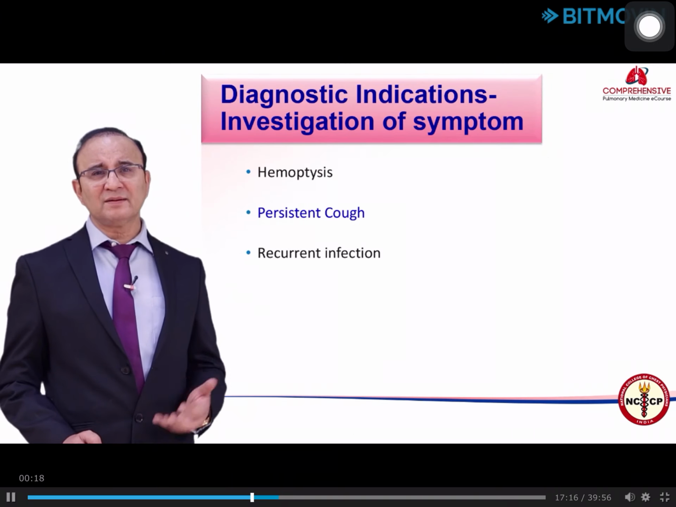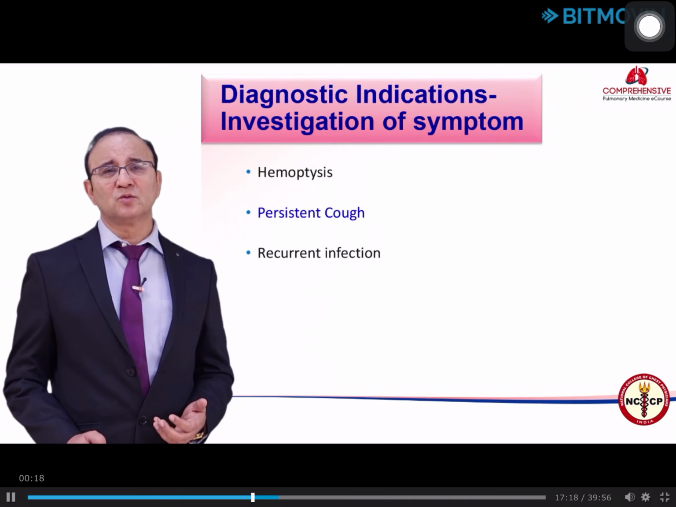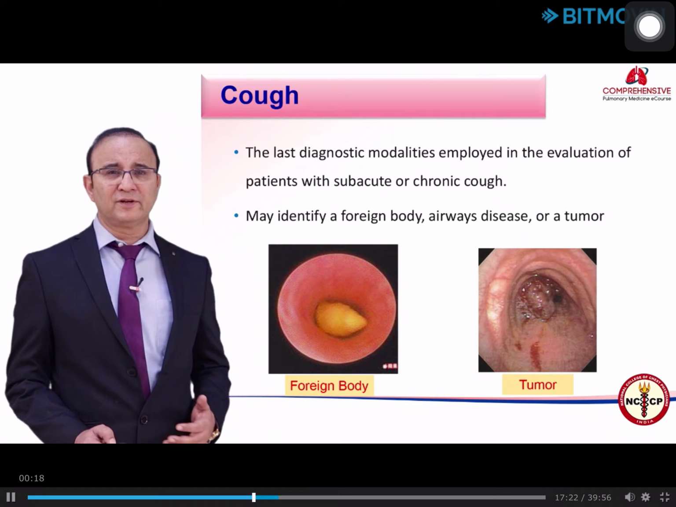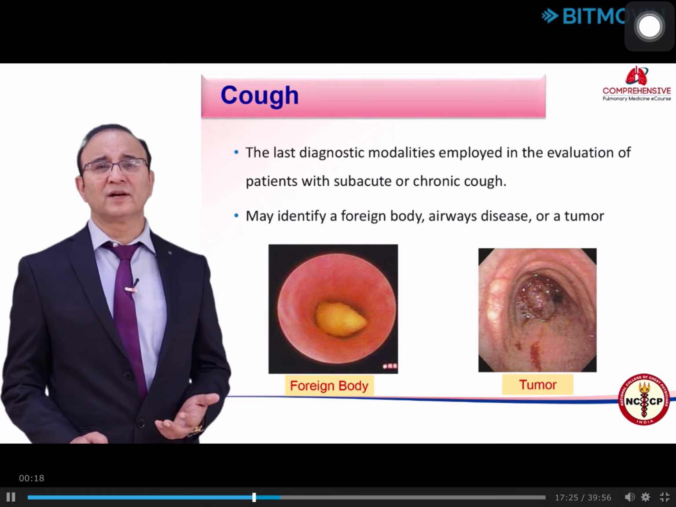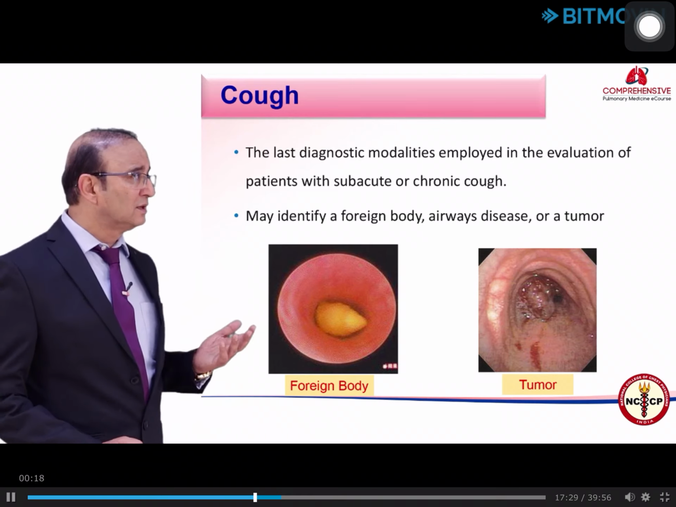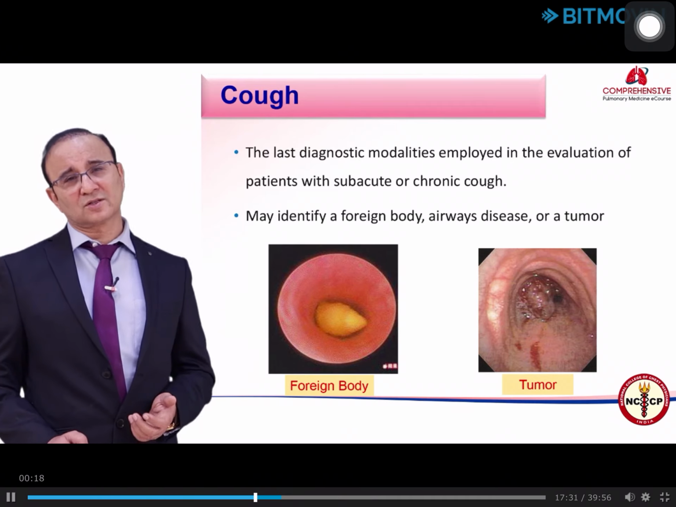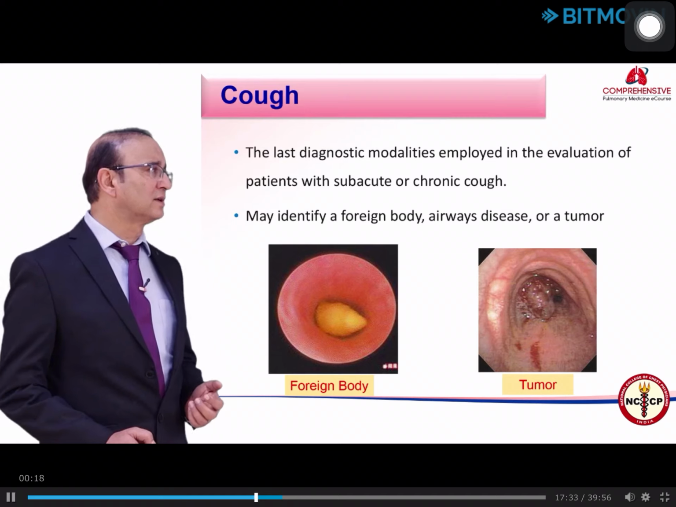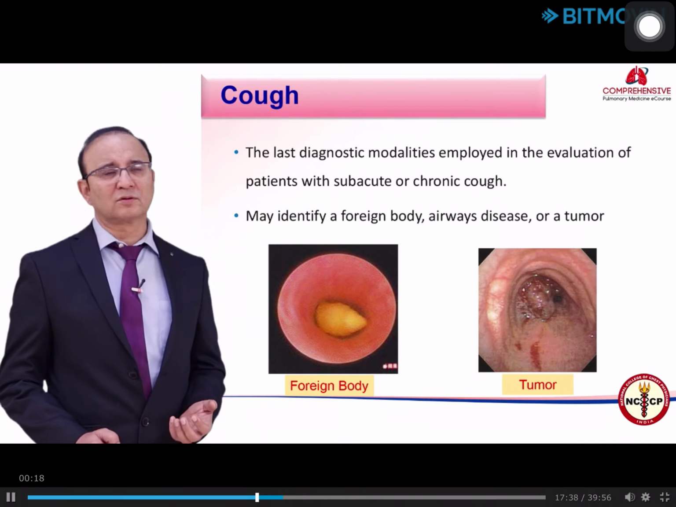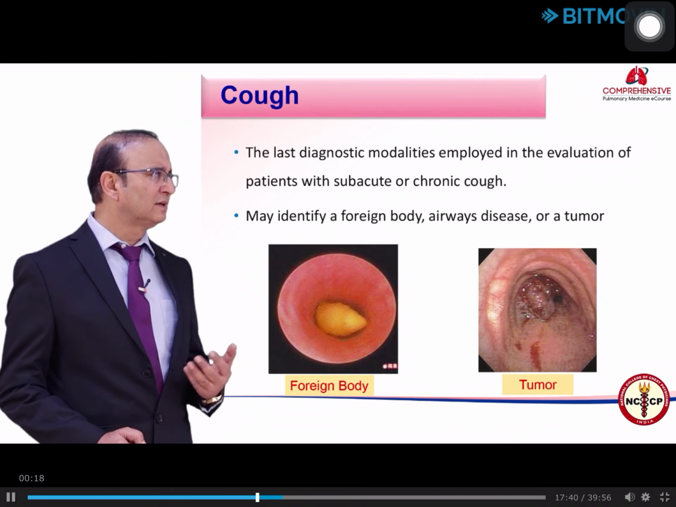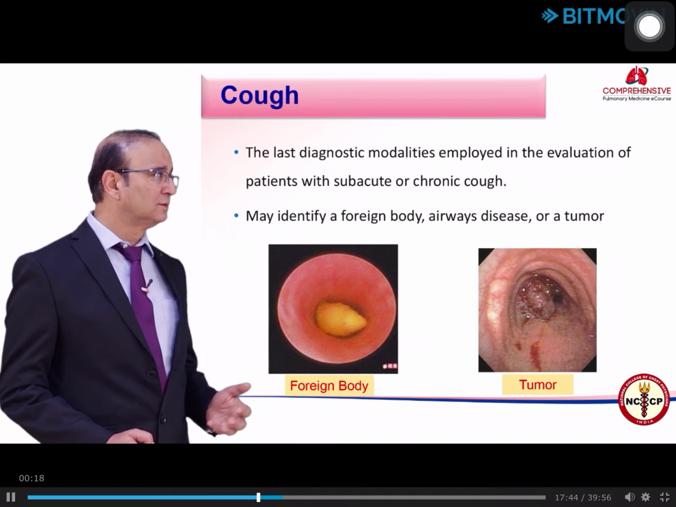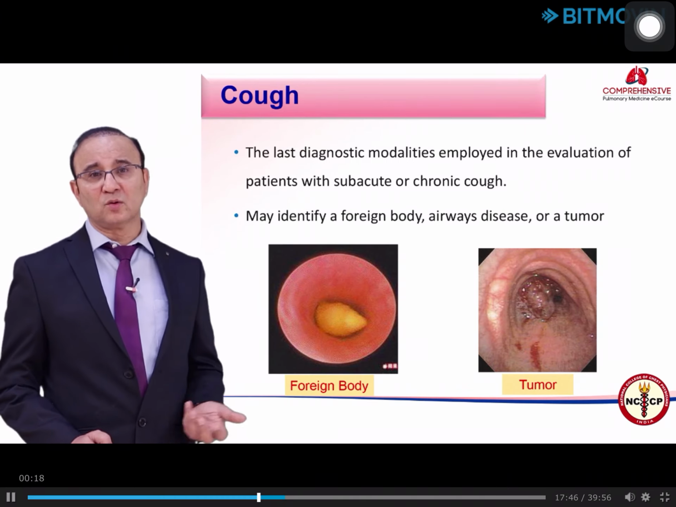Then sometimes you do the bronchoscopy for persistent cough. It is the last investigation. You've done PFT, you've done CT, you've done an ENT examination, and you're not able to find the cause. The flexible bronchoscope is one of the last diagnostic modalities employed in the evaluation of a patient with subacute or chronic cough. And it may occasionally identify a foreign body or a growth, which could be a cause of cough in that particular individual.